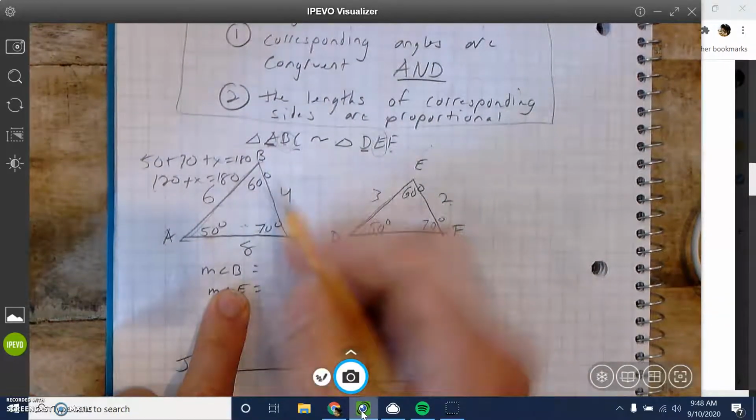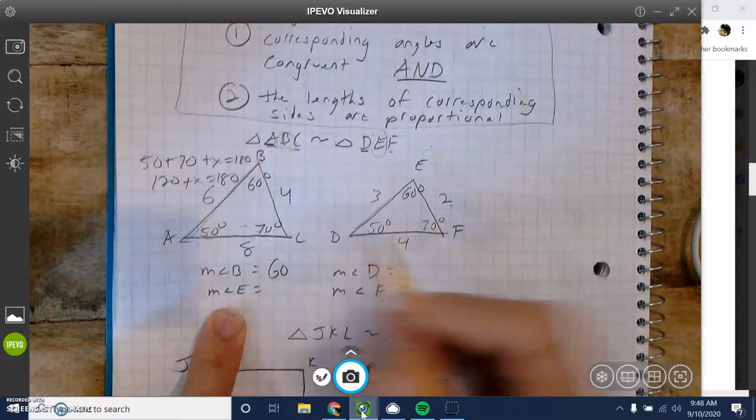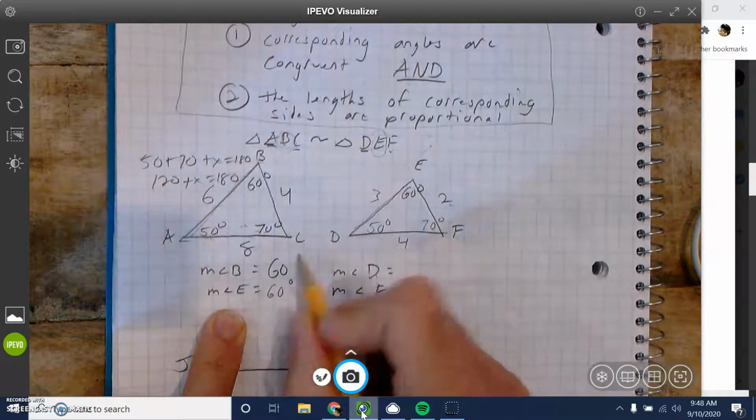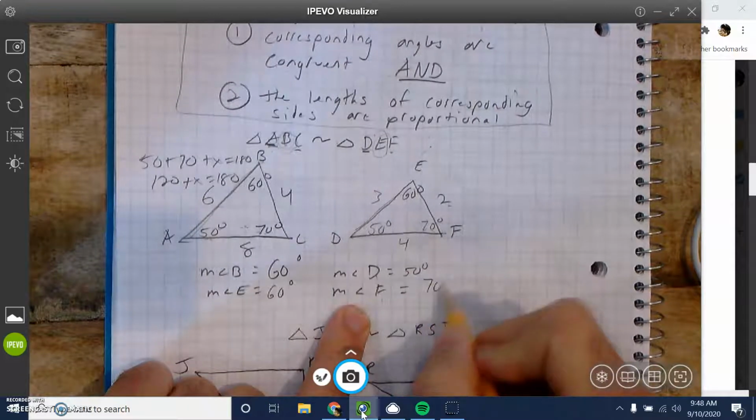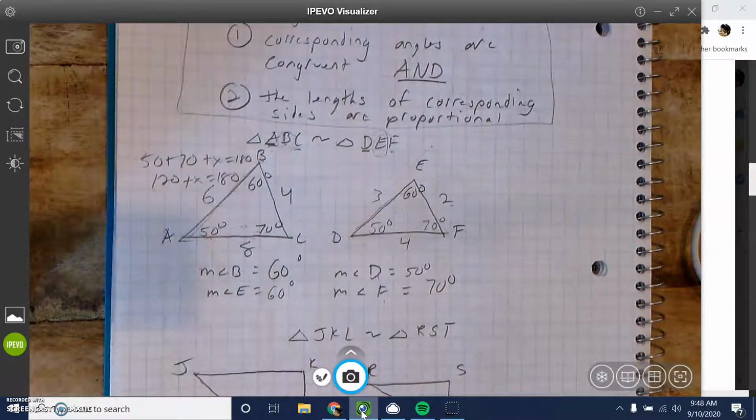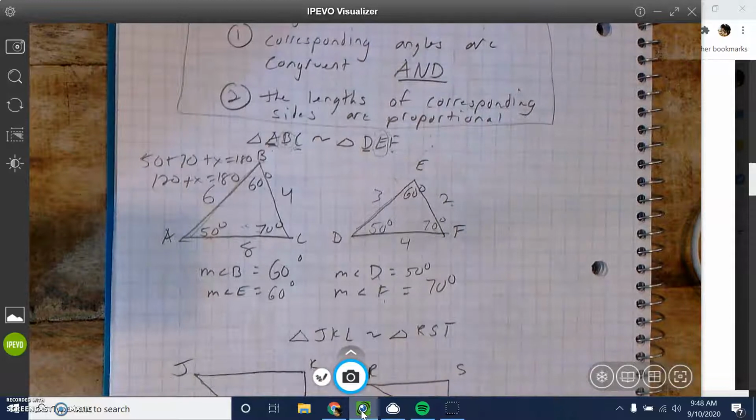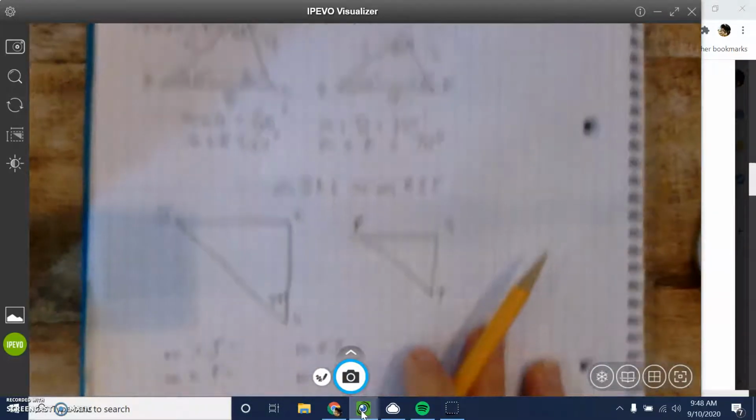So angle B is 60. Angle E is also 60 degrees. Angle D is 50 degrees. And angle F is 70 degrees. Got it. So it really helps to mark up your picture with these. Now let's try the next one.